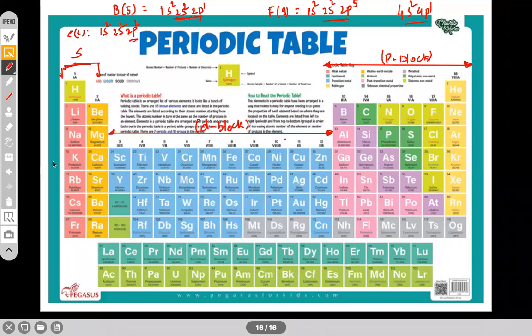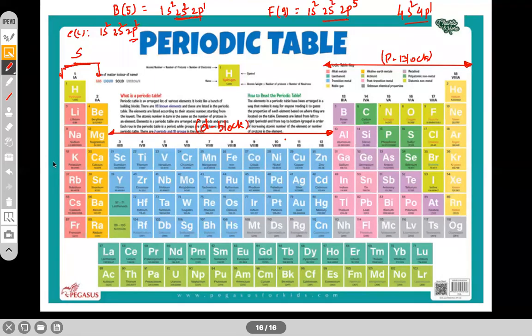What I said, first of all, I'll just go one by one in this. The elements are classified in blocks. Why in blocks? Because it depends upon which subshell the last electron goes into. If the last electron goes into the S subshell, it is the S block; D subshell, D block; P subshell, P block; F subshell, F block.